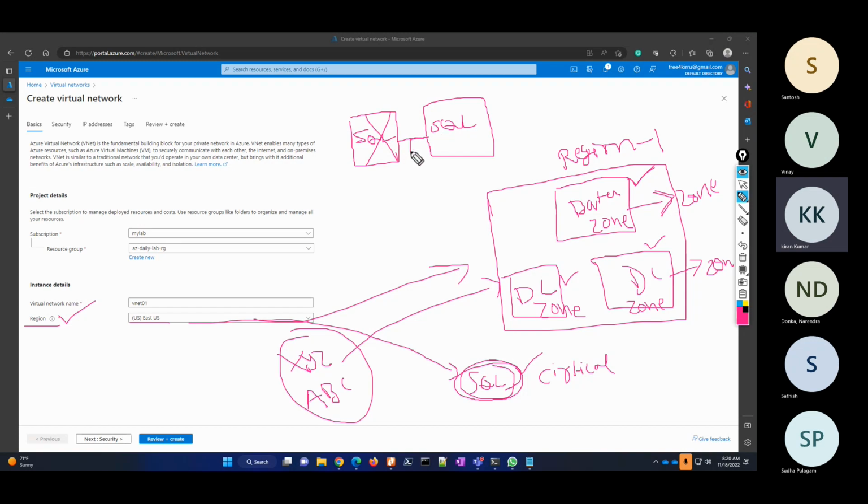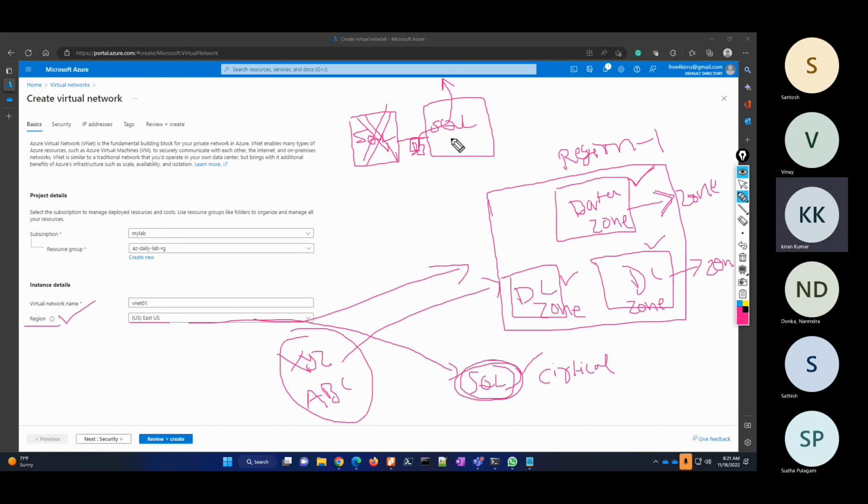Cluster means shared storage will be available. So commonly a storage account will be available with that SQL database. In case of any situation where one of the VMs is down, the other VM will access the data and provide the services to the end users, customers, or business-related applications. So that means what will happen? You are getting the high availability of this SQL database. Yes.